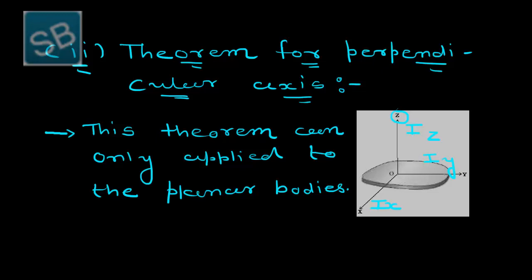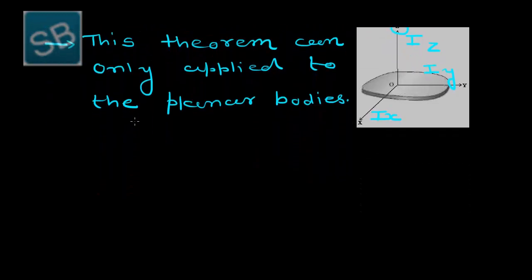And so I can write down this mathematical expression as Iz is equal to Ix plus Iy, and this is the mathematical expression for moment of inertia for perpendicular axis, because here we have considered the planar body in xy plane, so z axis is perpendicular to both, and that's why this theorem is known as theorem of perpendicular axis.